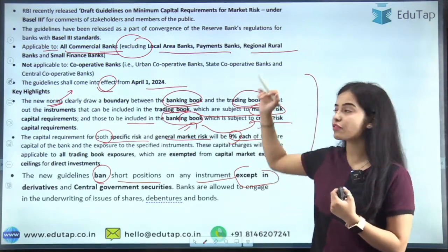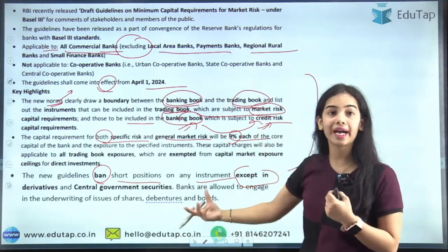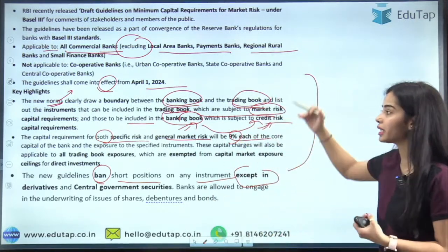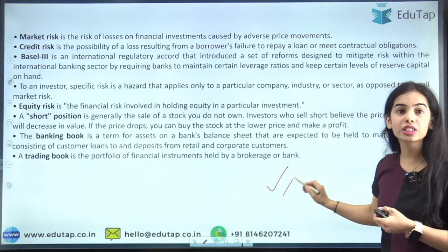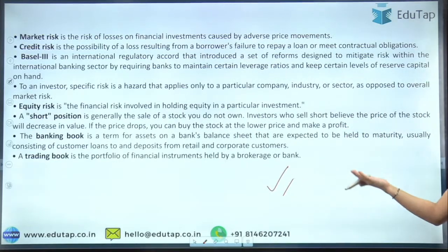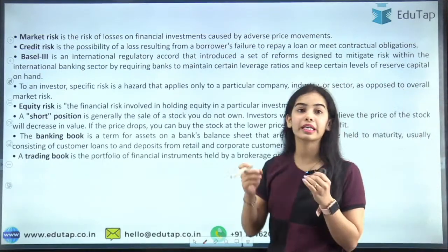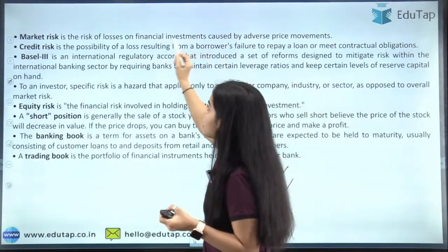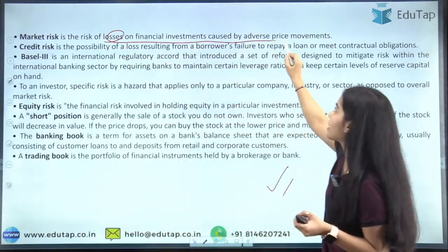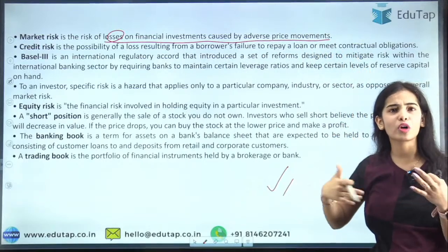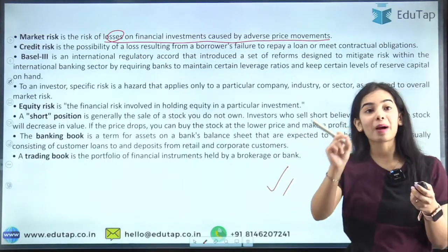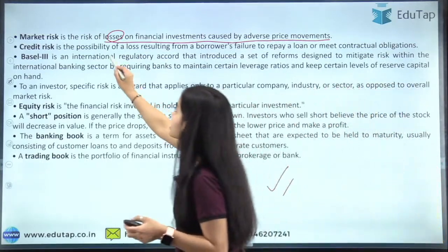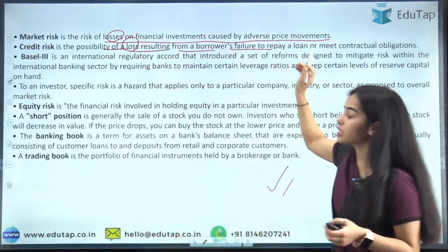For the paid students, we have provided the complete notification with the key highlights. Here also, I have provided you the important points that you need to remember. So here are the definitions which we usually provide with our document, but I am providing them here for this specific notification so that you can be clear about what market risk is. That is the risk of losses on financial investment caused by adverse price movements. I have told you quite well about the volatility in the market, and that's why the market risk is with the trading book. The banking book has credit risk because there is a possibility of a loss resulting from a borrower's failure.